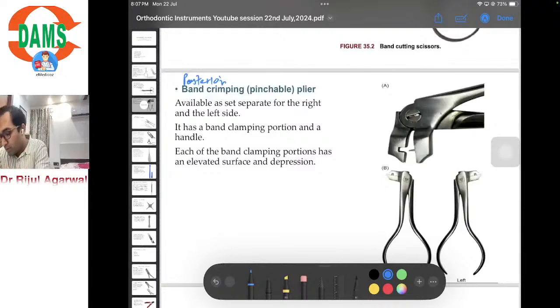So look at its beak again. It's a band clamping portion and a handle. Okay, it has an elevated and a depressed surface. The depressed surface goes into the hollow part of the mouth, be it the palate or the lower part. Okay, so we hold the instrument and crimp or pinch it to the desired dimension. So it's a posterior band crimping, or you can say also band pinching plier.